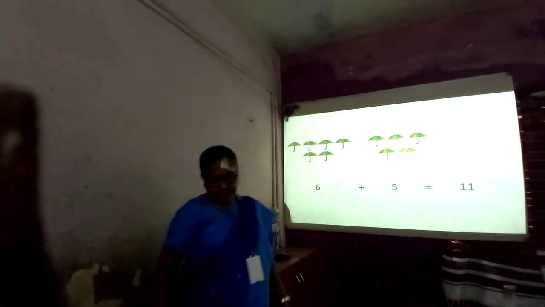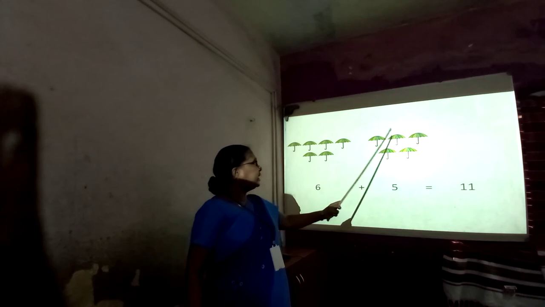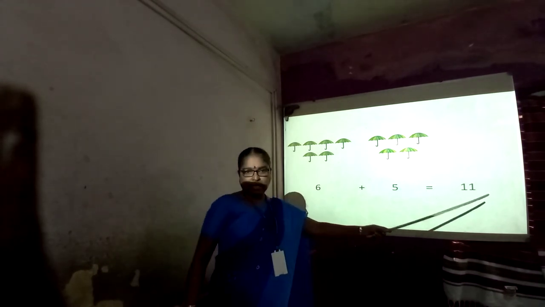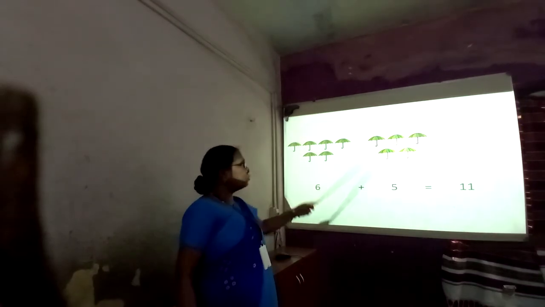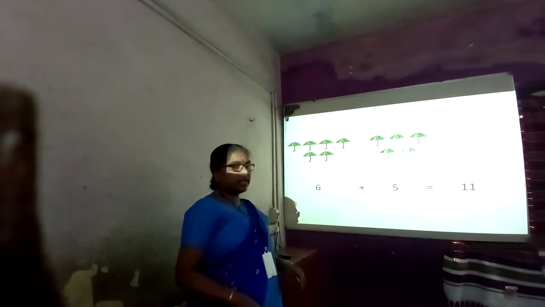Totally, how many umbrellas are there? 11 umbrellas. See, 1, 2, 3, 4, 5, 6, 7, 8, 9, 10, 11. Total, how many umbrellas? 11. 6 plus 5 is equal to 11. What did we do to get this total? We have counted together. Addition means counting together. Let's see another example.